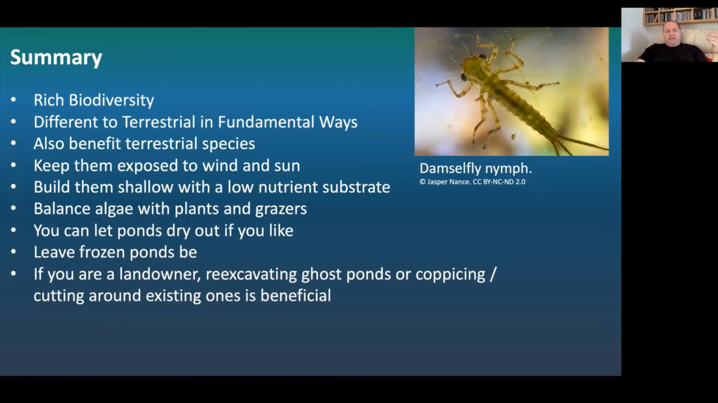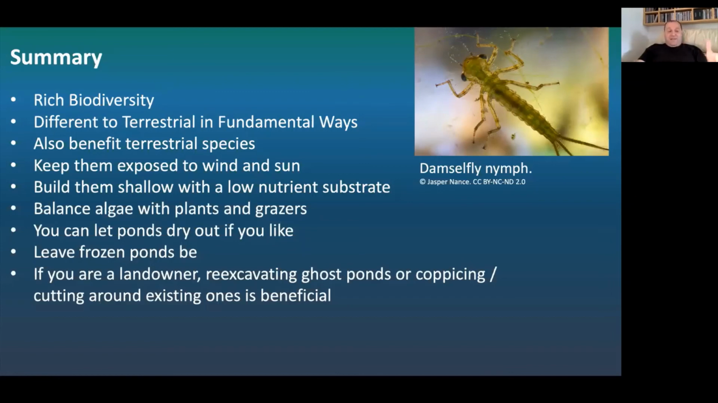Balance your algae with plants and with grazers. A few pond snails are a good thing. The Daphnia will generally find their way there by themselves. But if you've got a friend with an established pond, it doesn't hurt to stick a fine net through it, fish out a few Daphnia and transfer them to your own pond.